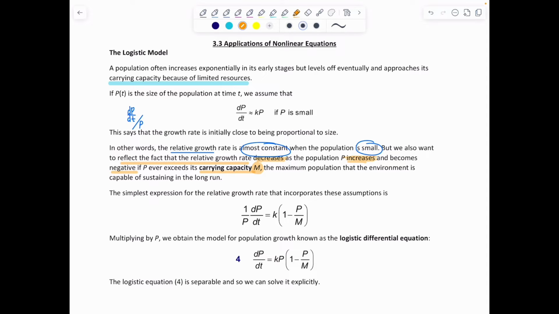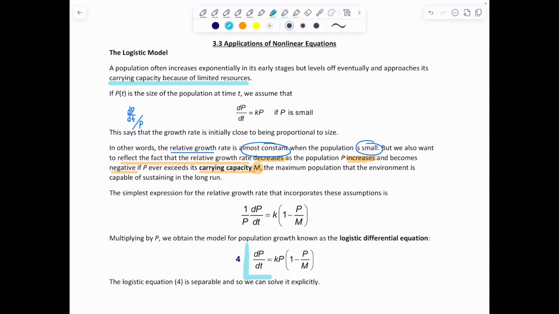So the simplest expression for the relative growth rate that incorporates these assumptions is the following. Here's the relative growth rate: dP/dt divided by P is equal to some constant k times 1 minus the population divided by the carrying capacity. Then from here, we multiply both sides by P, and that way I've isolated dP/dt, and this is the logistic differential equation. We're going to solve it.